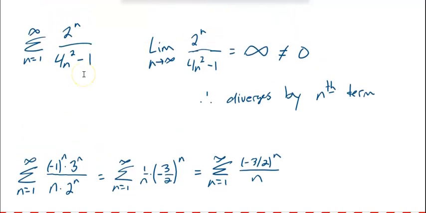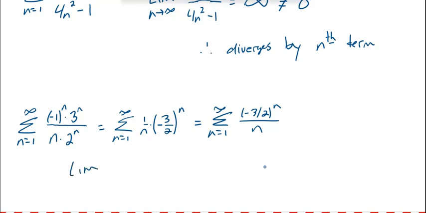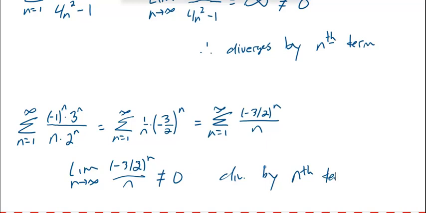This one works very similarly to the previous one where I had exponential in the top, polynomial in the bottom. I've got exponential in the top and linear growth in the bottom. The limit as n goes to infinity of negative 3 over 2 to the n over n is just not equal to 0. It alternates positive, negative, but the key is that it's not equal to 0. This one diverges by nth term.